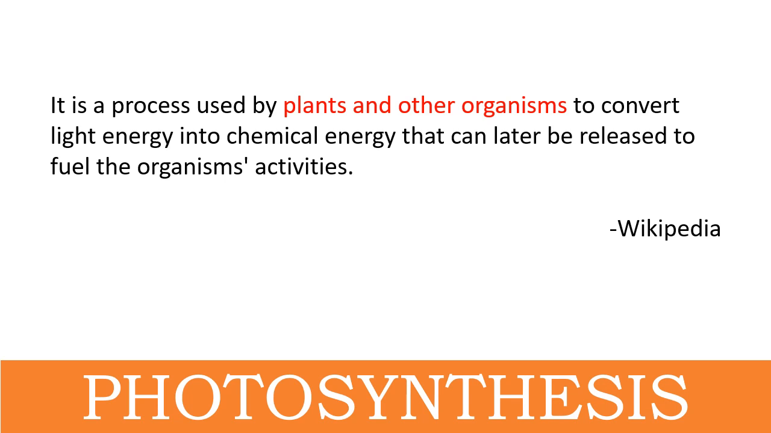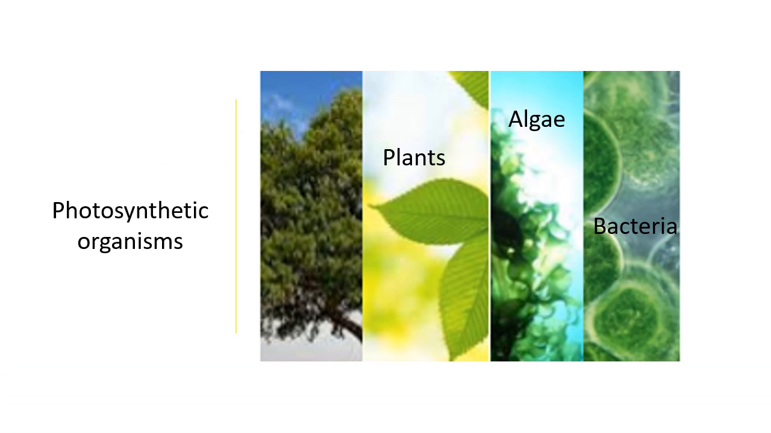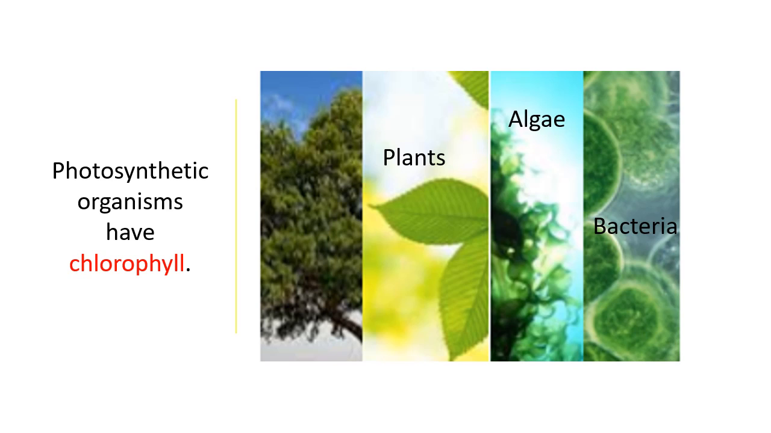Firstly, this process happens not only in plants but also in other organisms. On the slide, these are the photosynthetic organisms. We have plants, algae, and bacteria. What is common to them? Photosynthetic organisms are colored green. The green pigment is called chlorophyll. Chlorophyll in plants is seen in the chloroplast.